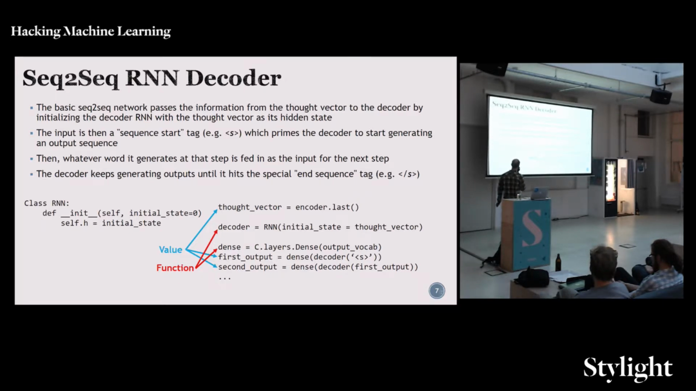So in this view, this is some pseudocode of how a decoder might look. We've already created an encoder. We've run the input sequence through the encoder, so we've created a bunch of hidden states at each time step. The thought vector will be the last hidden state, so the hidden state after the final word from the input sequence has passed through it. Then we create a decoder function. We call our special RNN class, with the initial state set to the thought vector, which is what I explained. Then I created a dense layer, which is another function. And our first output will be a dense layer of the output of the decoder when we pass in the special sequence start token. Then the second output will be the same, a dense layer of the decoder given this first output. And this would continue on. And of course, you wouldn't write it like this. It's just illustrative.